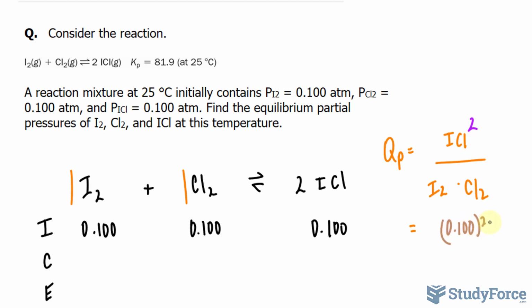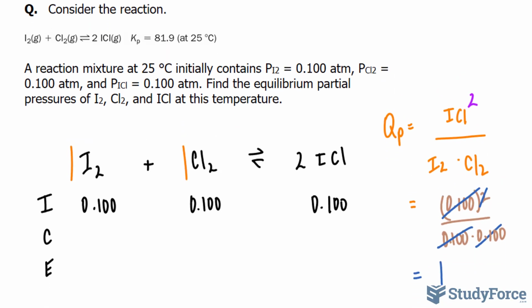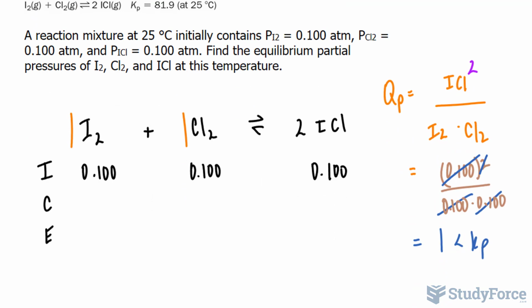0.100 raised to the power of 2 over 0.100 times 0.100. Mathematically, one of these will cancel out with the one at the top, leaving us with, technically, 1. That will cancel out with this one then. So because Q, which is 1, is less than Kp, when Q is less than Kp, the reaction shifts to the right. Okay, now we can concentrate on finding the equilibrium pressures.